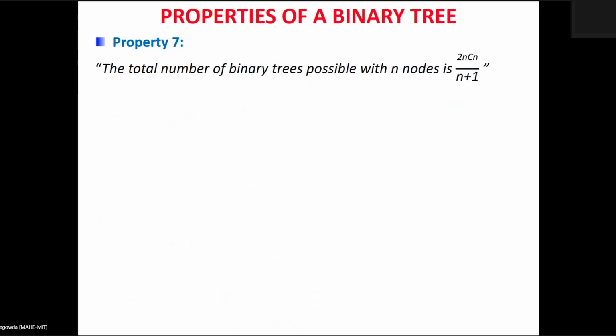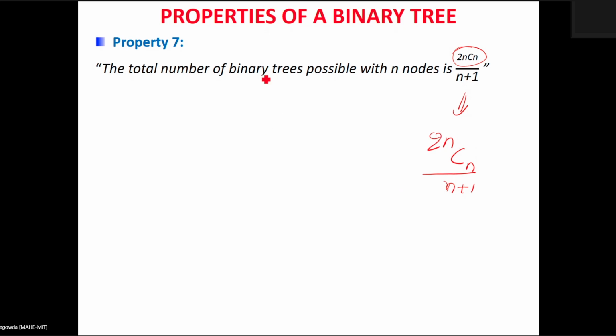The next property is number 7. I am not going to prove this one; it is left to you. You just prove it yourself. The formula is 2n C n divided by n plus 1. There is a mistake here, so you just take this one as 2n C n.